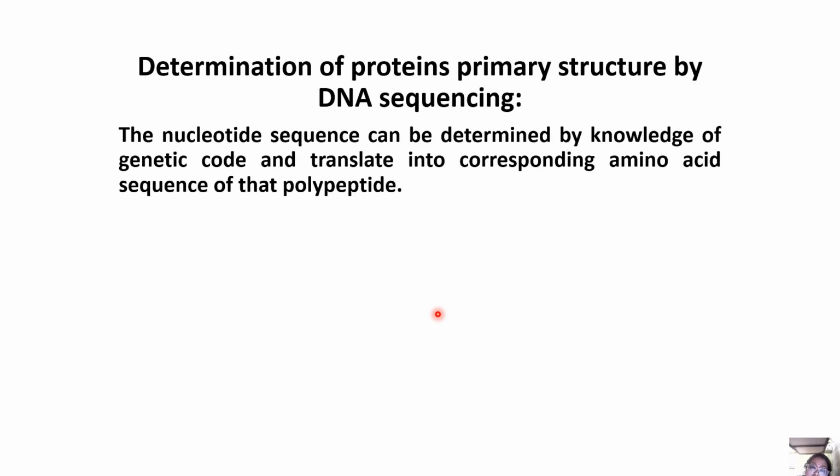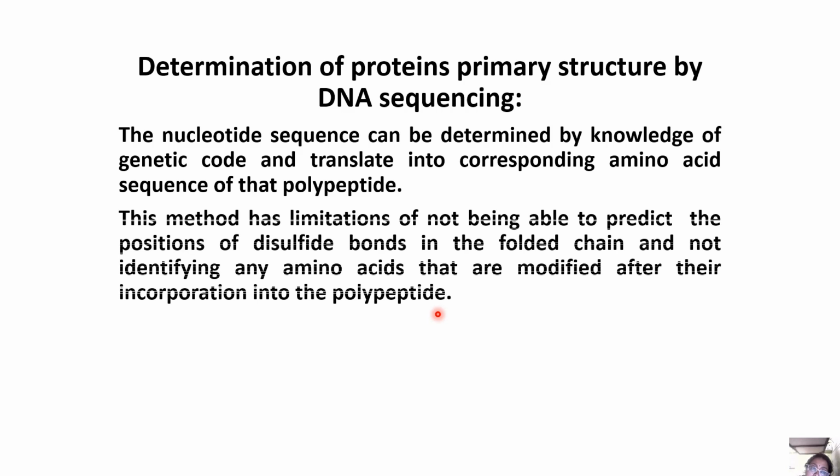Now, determination of a protein's primary structure by DNA sequence. The nucleotide sequence can be determined, and by knowledge of the genetic code, translated into the corresponding amino acid sequence of the polypeptide. This method has limitations: it is not able to predict the positions of disulfide bonds in the folded chain, and it does not identify any amino acids that are modified after their incorporation into the polypeptide.